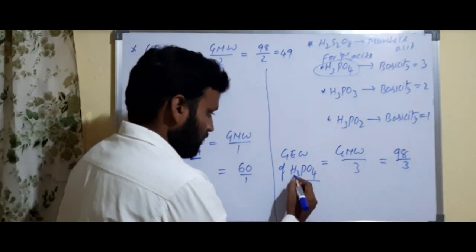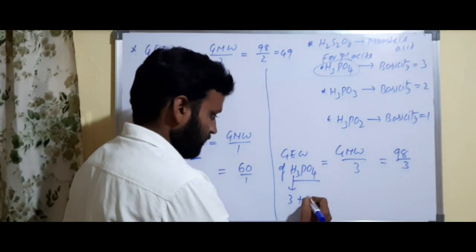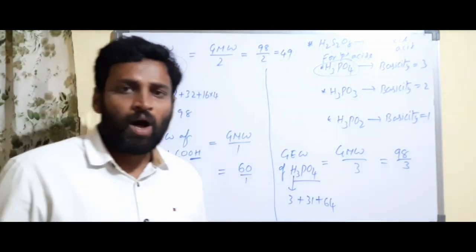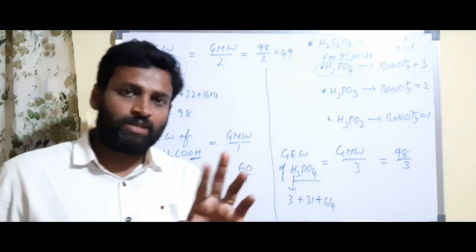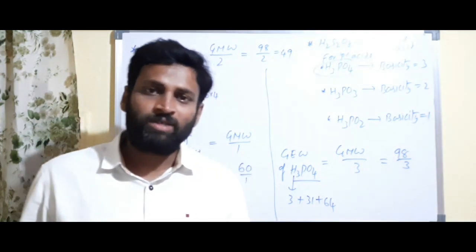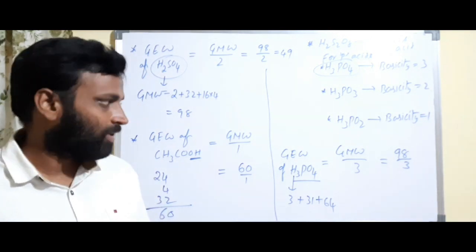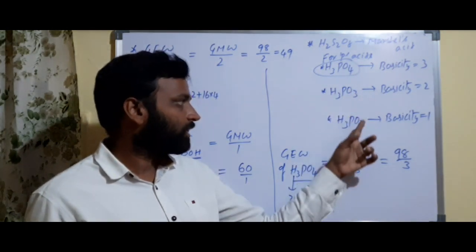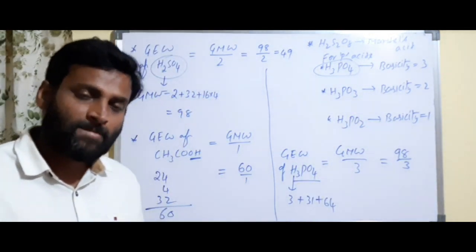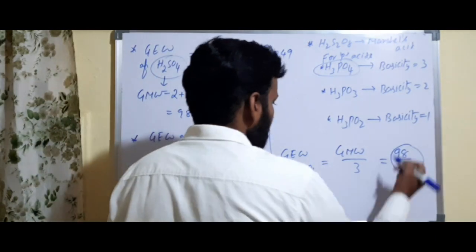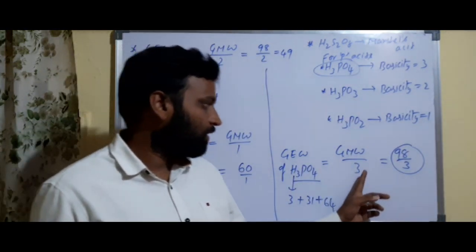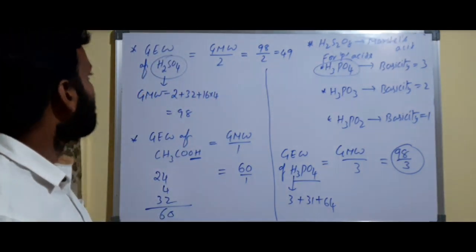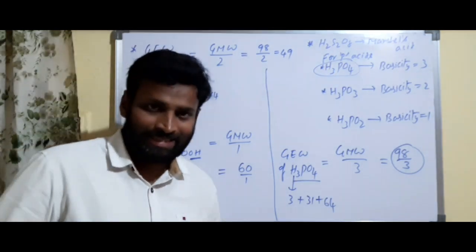If you want you can check. Hydrogens 3, phosphorus 31 and oxygens 64. Oxygens are the 16 table: 1 oxygen means 16, 2 oxygens means 32, 3 oxygens means 48. Oxygens are always in multiples of a particular number, so like that you must know. So gram equivalent weight of H3PO4 is gram molecular weight by 3, so 98 by 3 you will have. This is about the gram equivalent weight of acids.